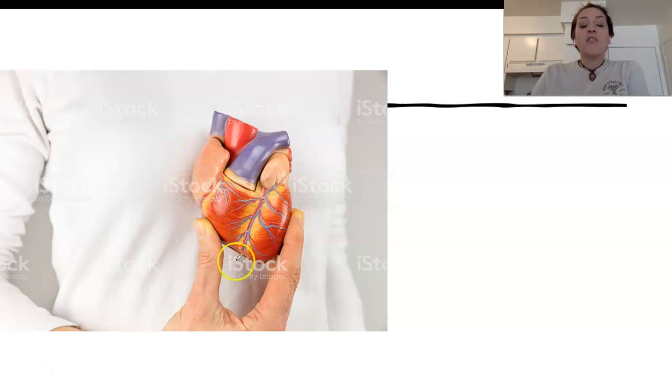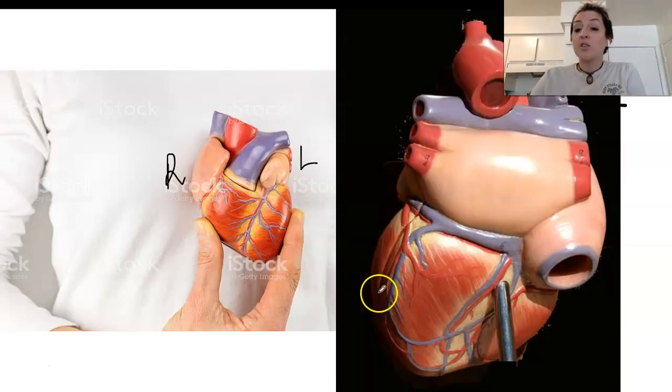So in fact, from our perspective, even though this looks like the left side of the heart, this is actually the right side of the heart. And even though this looks like the right side of the heart, this is actually the left side of the heart. But how can we tell that we're actually looking at the front or the anterior view of the heart? Well, I'm going to pull up a picture of the posterior view of the heart. So this is the back of the heart, or the posterior view of the heart.